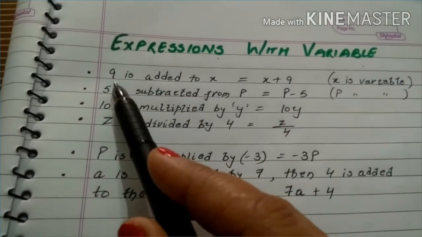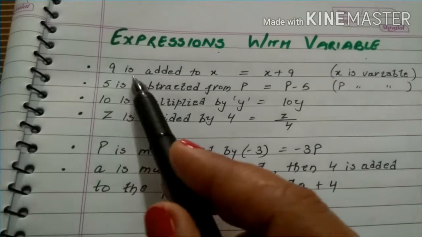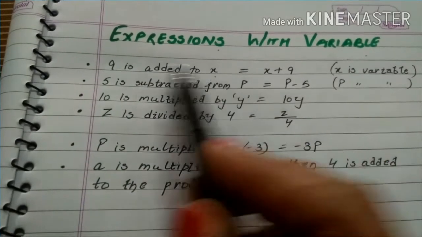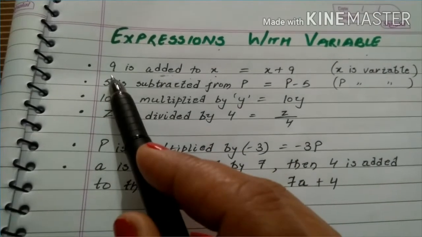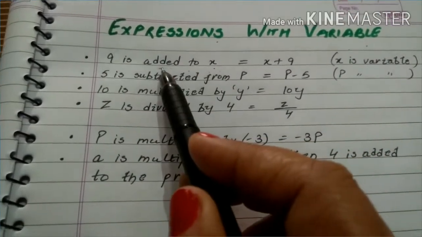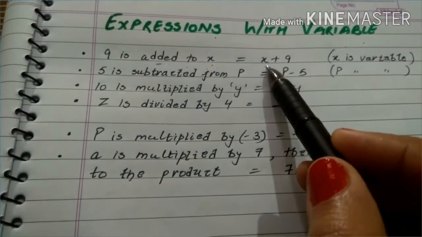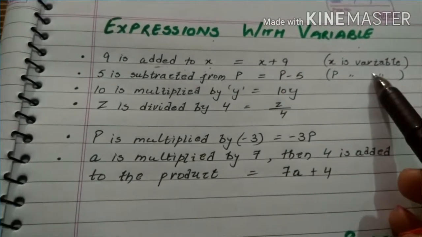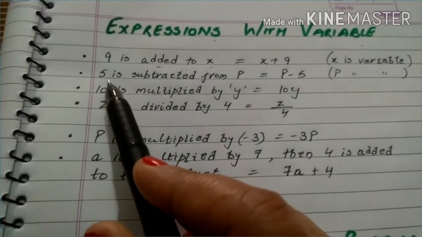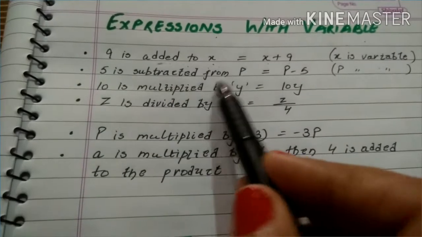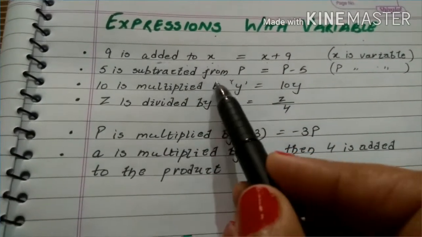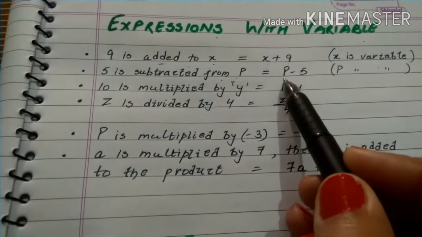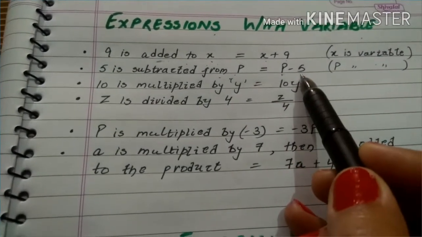Now moving ahead, I'm going to explain how you can write expressions using variables. If it is given in the question that 9 is added to x, they are clearly mentioning that 9 and x have to be added. So we can simply write x plus 9. Here x is a variable. Next, 5 is subtracted from p. From p, so you will write p first and subtract 5 from it.